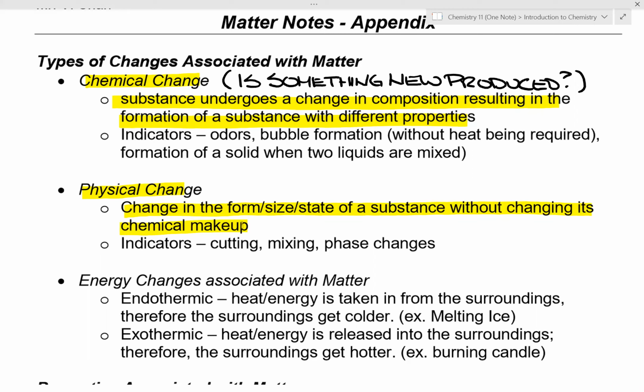Is there something new produced? Now, the common question is some people might say, well, Mr. Chan, what about icing? You know, let's say you mix red food coloring with white icing, you get pink. All right, the key thing is, is something new produced? Has the red food coloring been changed in its chemical characteristics?